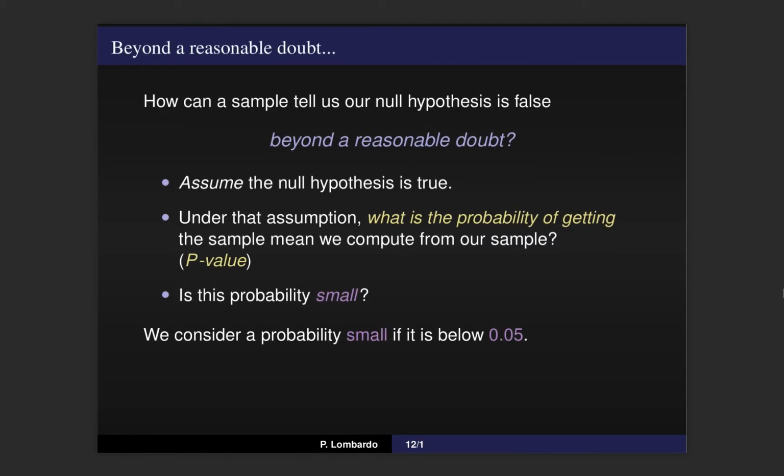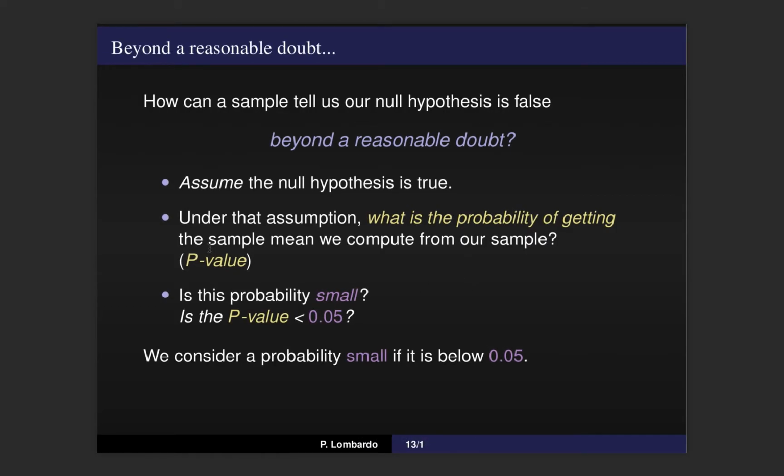Typically, we set a threshold as researchers, what we want to consider a small enough probability to think about quantifying this idea of reasonable doubt. So oftentimes 5% is used as the threshold. If your p-value is less than 5%, then that's good enough to say that the sample provides evidence beyond a reasonable doubt against that null hypothesis.